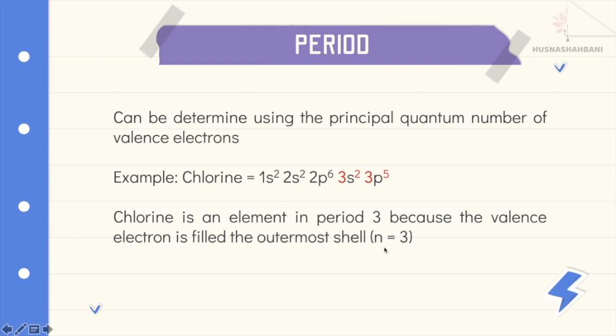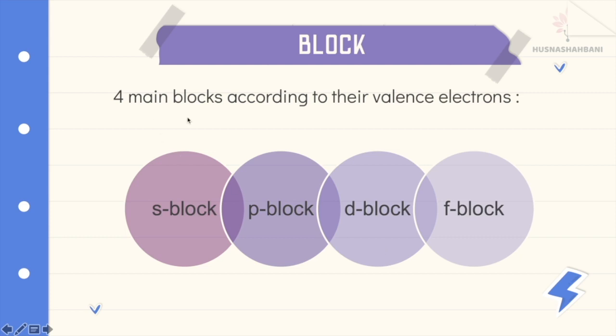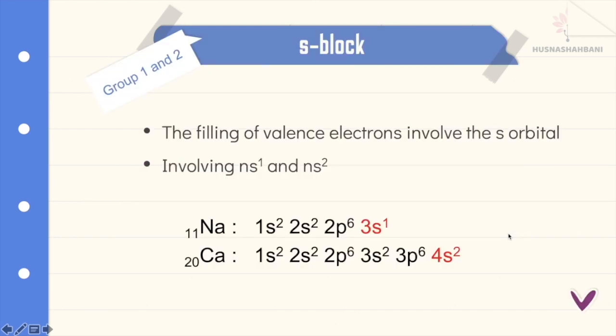because the valence electron is filled in the outermost shell. Block. There are 4 main blocks according to their valence electron: s block, p block, d block, f block. S block is for group 1 and group 2. The filling of valence electrons involves the s orbital, involving ns1 and ns2. Sodium, the valence electron in 3s, so 1 electron in 3s, so this is s block. Calcium, 2 valence electrons in total, in the 4s orbital, so calcium is in s block.